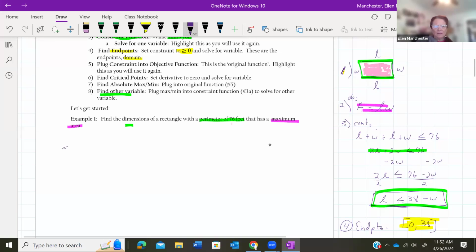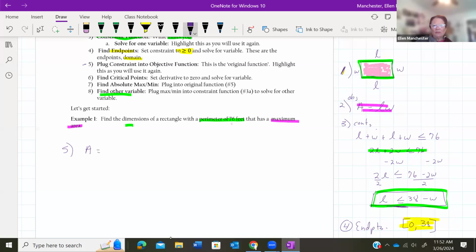All right, now is the important part. Okay, now what we're going to do is plug our constraint into our objective. The constraint into the objective. So if you notice, our constraint was L is less than or equal to 38 minus W. My objective is area equals L times W.